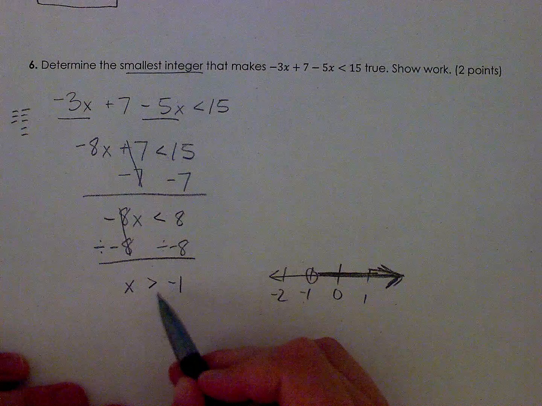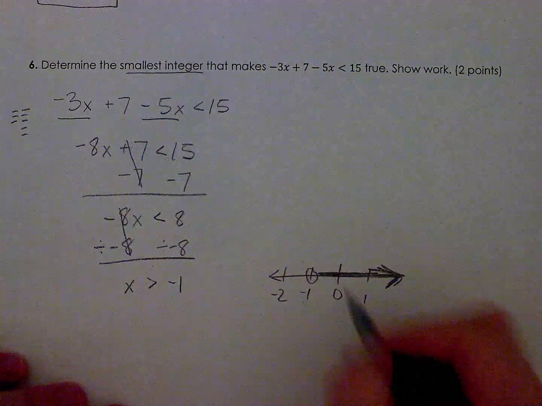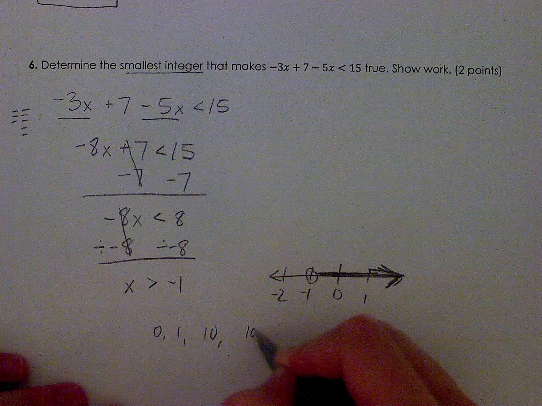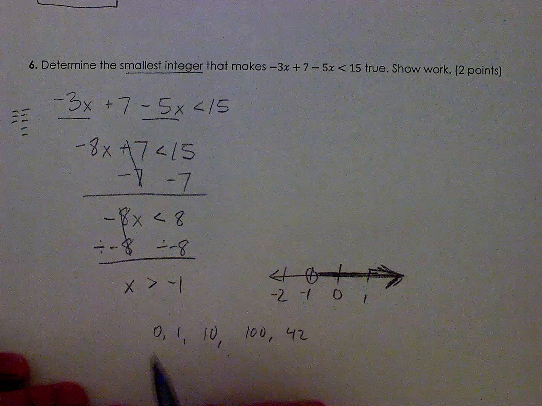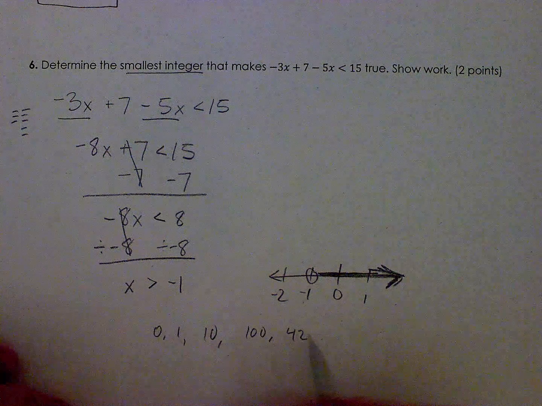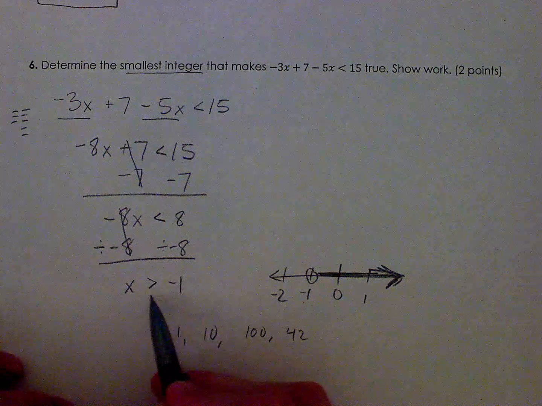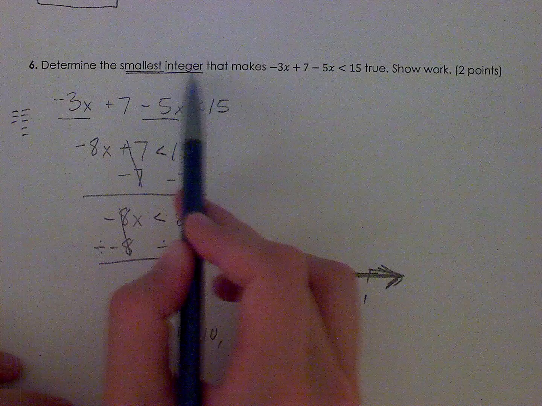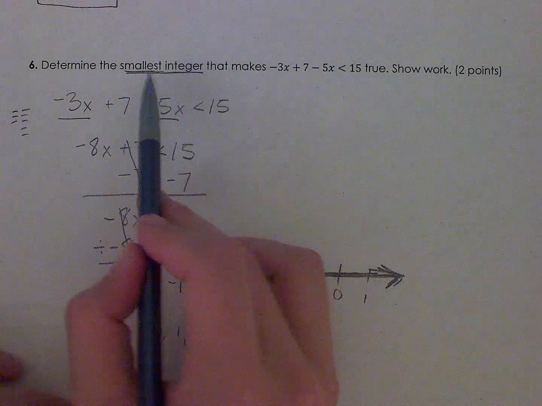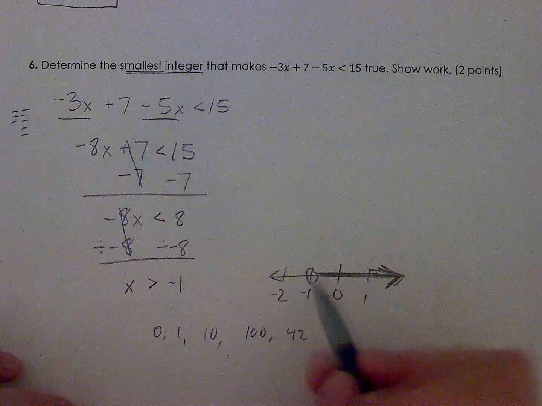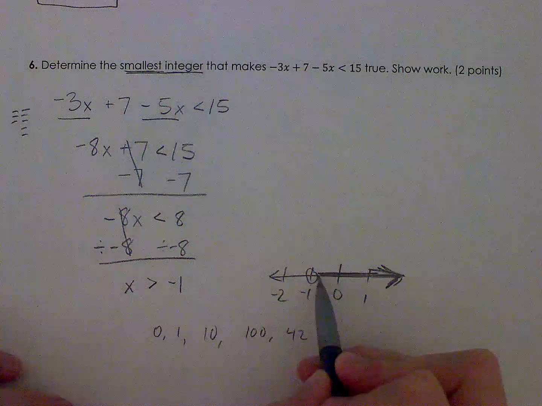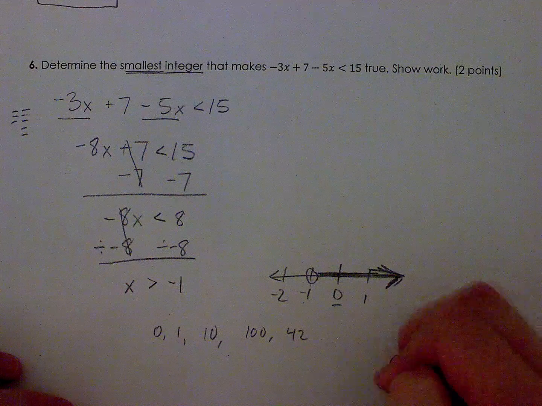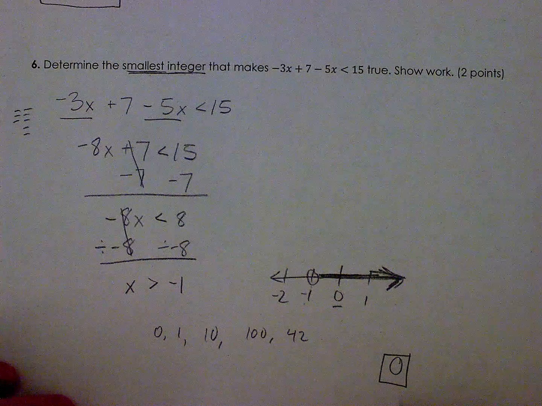Well, let's think. If x is greater than negative 1, some possibilities, it could be 0, it could be 1, it could be 10, it could be 100, right? It could be 42. Those are all possible values that x could be if the only requirement is has to be greater than negative 1. So the question is, what's the smallest integer? So it can't be a decimal, right? And what's the smallest number it can be? Well, let's look. If I start at negative 1 and I go bigger, the first integer I hit is 0. So the answer would be 0. The smallest integer that this can be is 0.